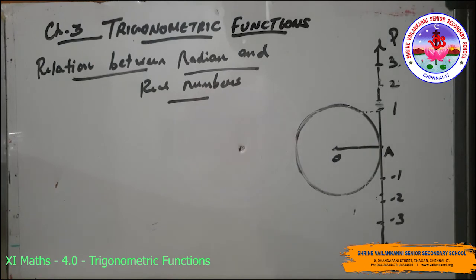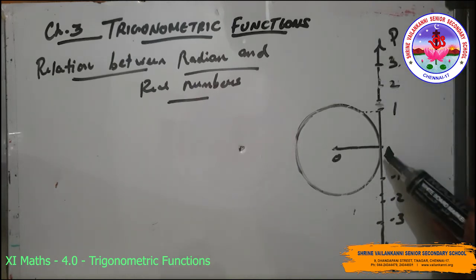Now the relation between radian and real numbers. Consider the unit circle with center O. Let A be any point on the circle. Consider OA as the initial side of an angle. The length of an arc of the circle will give the radian measure of the angle which the arc subtends at the center of the circle. A line PAQ is tangent to the circle at A. It touches the circle at the point A.